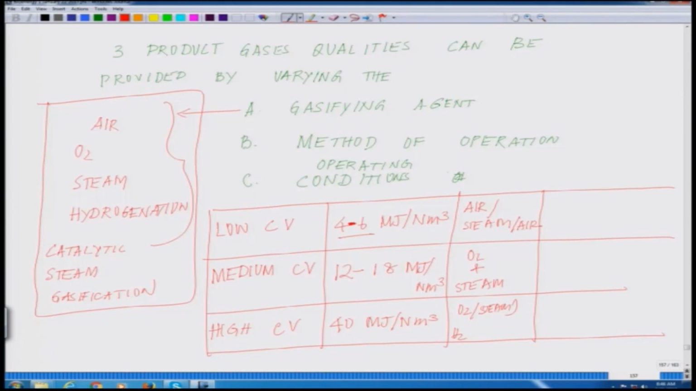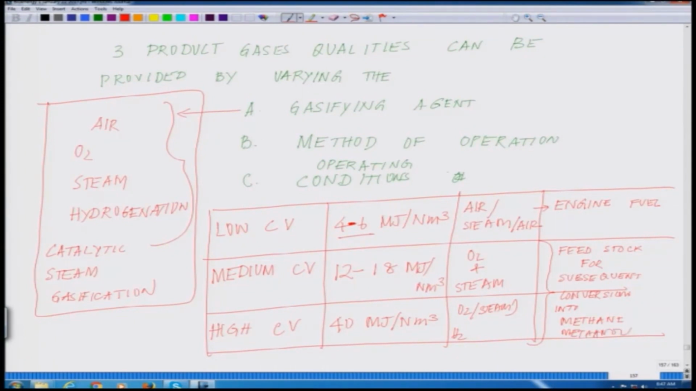So, the low calorific value gas is directly used as an engine fuel, whereas these two are the feedstock for subsequent conversion into basic chemicals, principally methane, methanol and all those kinds of products.